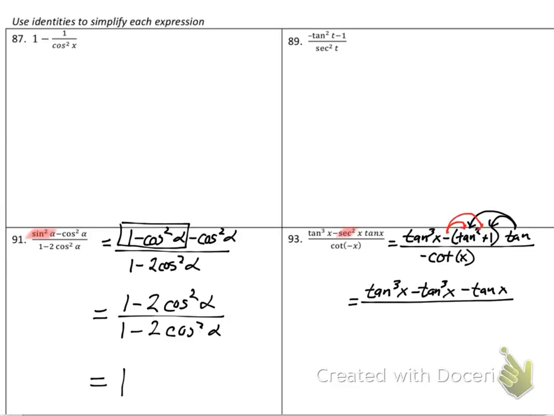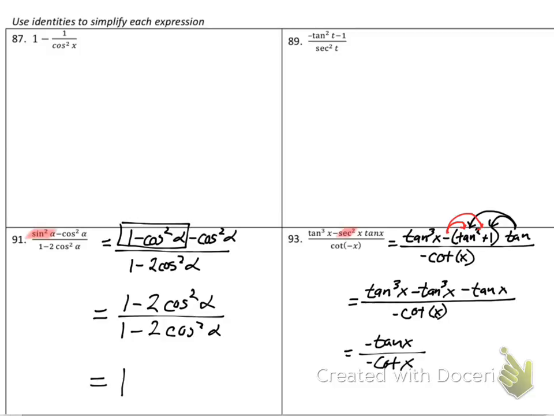And that whole thing is going to be over negative cotangent x. Well, tangent cubed minus tangent cubed is 0. Minus tan x is going to be negative tangent x over negative cotangent x. Didn't we already have that on the other one? Same exact. I'm not going to finish it because we already finished it last time, but it gets to the exact same point.